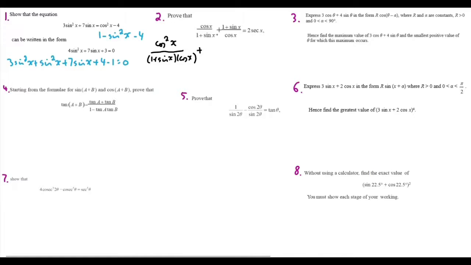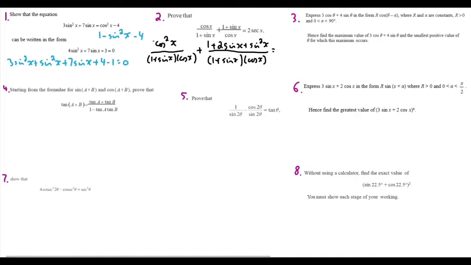Then we'll add to this, so we're now going to have 1 plus sine x times by the 1 plus sine x, so it's basically squared. So 1 times 1 will be 1, 1 times sine x is sine x, sine x times 1 is sine x, so together that's plus 2 sine x, and then sine x times sine x will be plus sine squared x, and again this is going to be over the 1 plus sine x times by cos x.